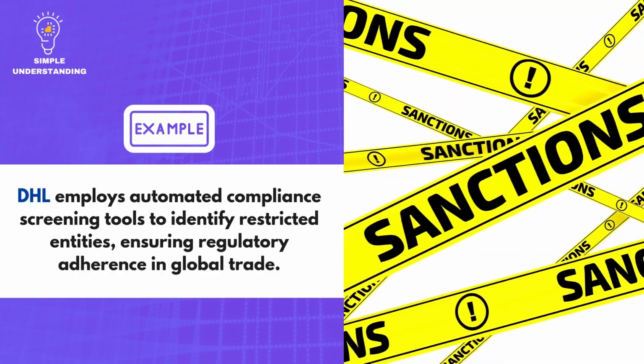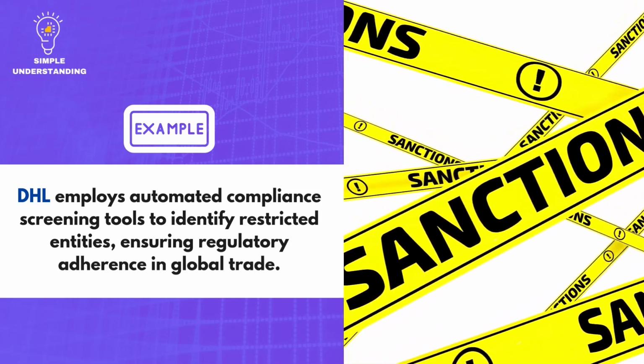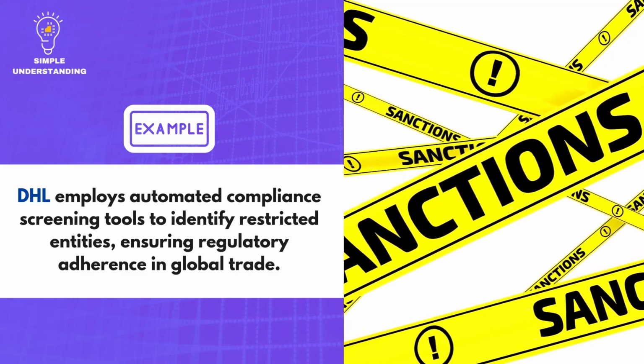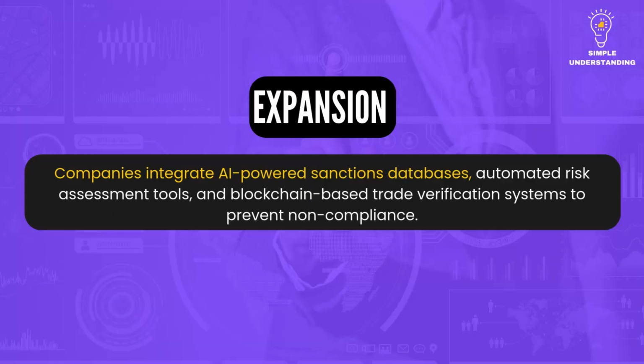risks. Real company example: DHL employs automated compliance screening tools to identify restricted entities, ensuring regulatory adherence in global trade. Expansion: companies integrate AI-powered sanctions databases, automated risk assessment tools, and blockchain-based trade verification systems to prevent non-compliance.